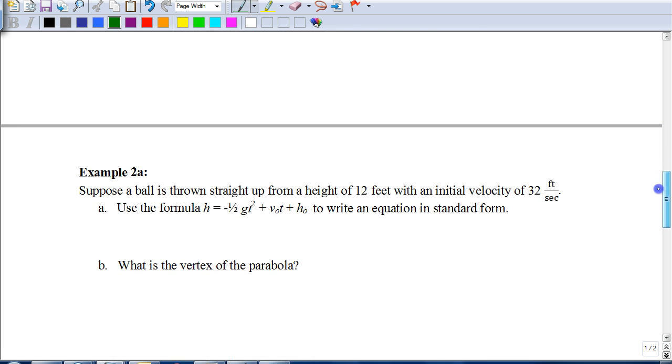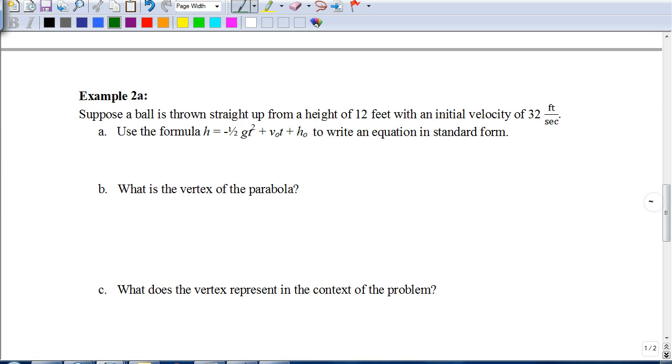Pretty easy process. Now, remember in the previous video we talked about this equation for the height of a ball after a certain amount of time. So let's solve this particular problem by rewriting this formula. It says, suppose a ball is thrown straight up from a height of 12 feet with an initial velocity of 32 feet per second. Use the formula to write an equation in standard form.